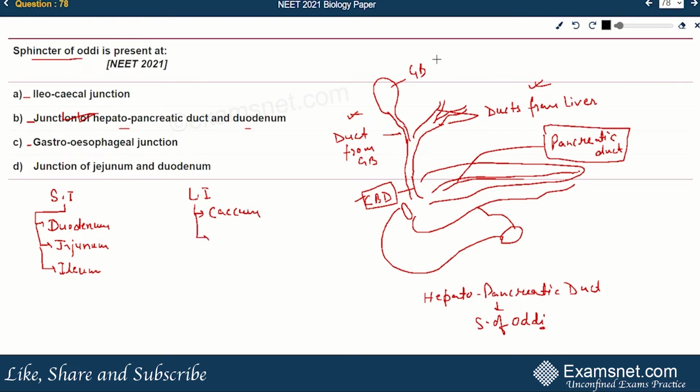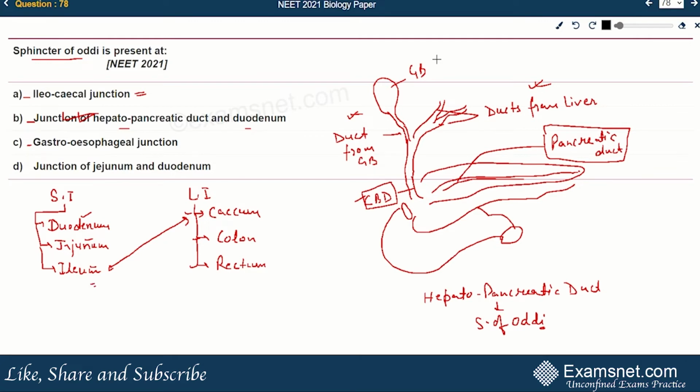Second part is colon. And the third part is rectum. So the food material passes through the duodenum, then jejunum, then ileum, and then cecum, then colon, and lastly rectum. The junction present between the ileum and the cecum is the ileocecal junction. This is the first option. An ileocecal valve is present at this junction to prevent the backflow of the fecal matter into the ileum.